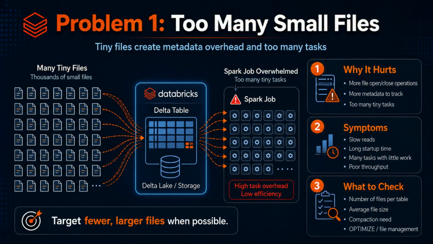The first common problem is too many small files. Imagine Spark trying to read thousands of tiny files instead of a smaller number of well-sized files. Each file may require metadata lookup, open and close operations, and task scheduling. The job may look busy, but each task is doing very little useful work. This creates high overhead and low efficiency. The symptoms are usually slow reads, long startup time, many tiny tasks, and poor throughput. What should you check? Look at the number of files in the table, the average file size, and whether the table needs compaction. The goal is simple: fewer, larger files when possible.